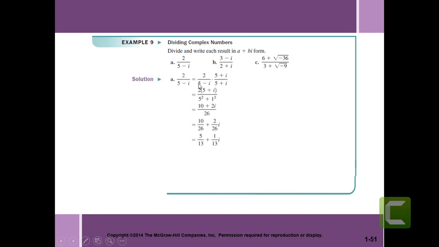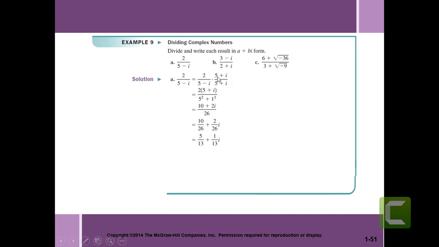Okay? So that's what we did. So here we're going to multiply the top and the bottom by the conjugate of 5 minus i. And look at this. The i's are going to disappear because when we do this, we get the difference of two squares. Okay? We get 5 squared minus i squared. But i squared, remember, is -1. So we get minus a -1, which is the same as plus 1. Okay, so we get 5 squared plus 1, which is 26.